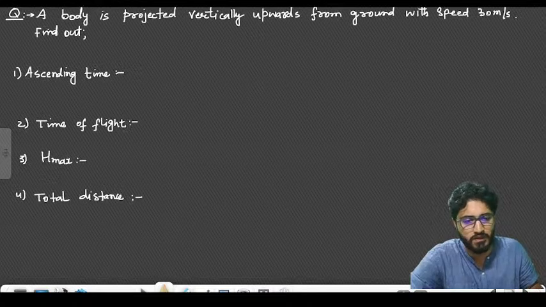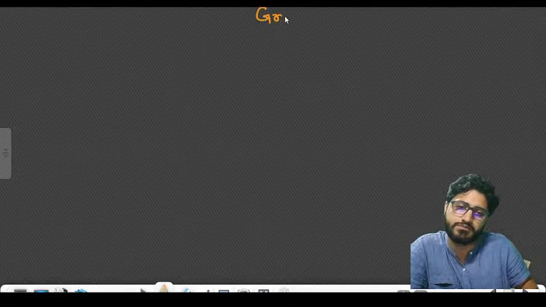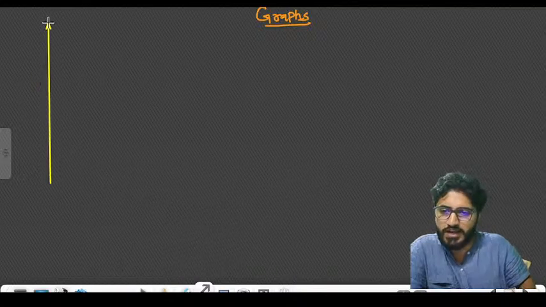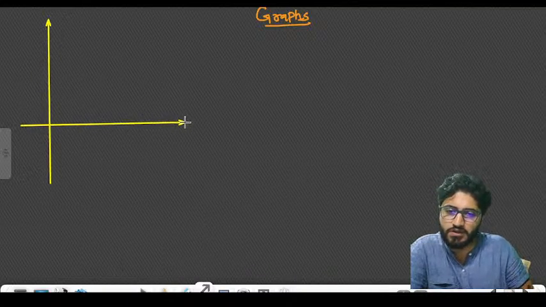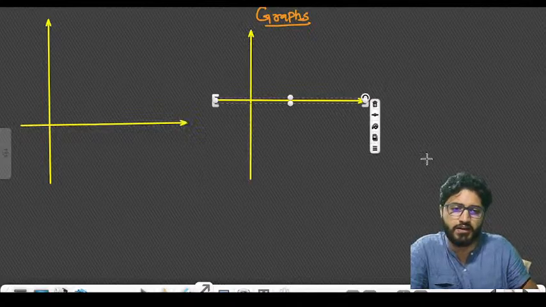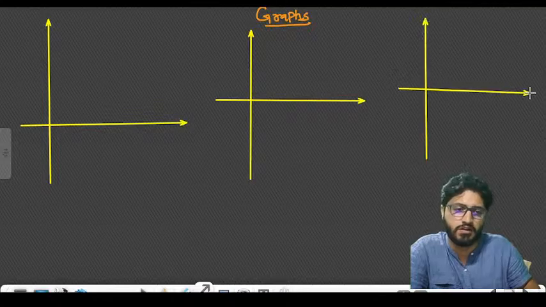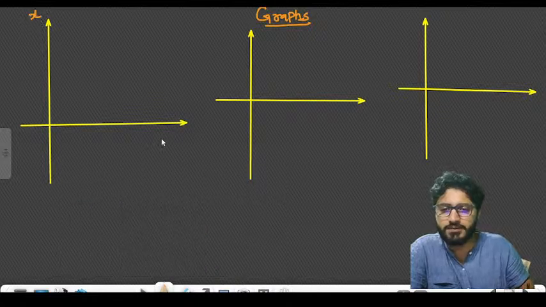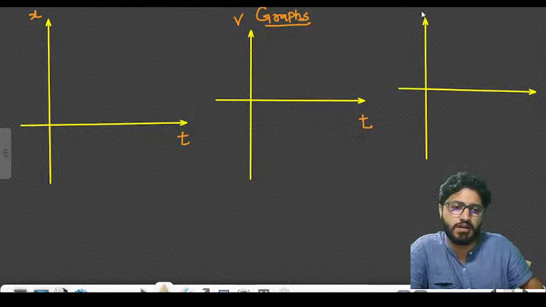Look now. Okay, so what about graphs now? Here we are having three graphs. First graph, second graph, third graph. These graphs are between x and t, v and t, a and t.